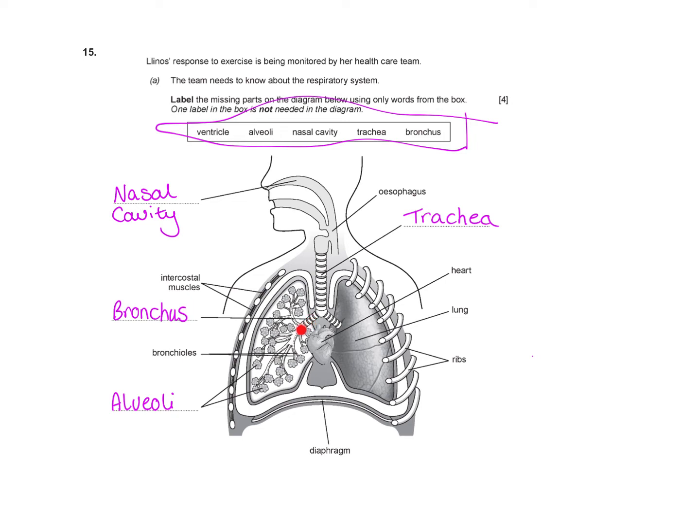Okay, then you've got your bronchus, and then the bronchioles, the bits coming off it, and your alveoli. Okay, really nice question. Make sure that you get the bronchus the right way, not confused with the bronchioles. Okay, your ribs, intercostal muscles, and your diaphragm.